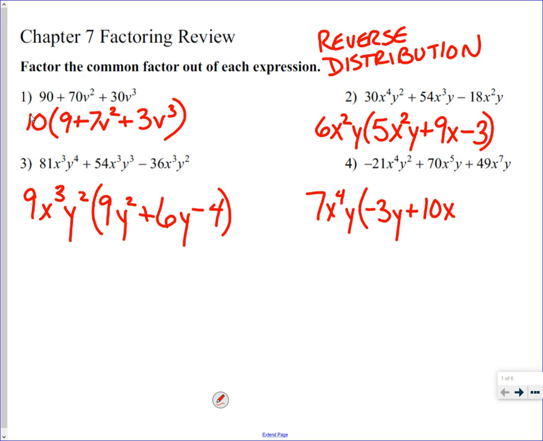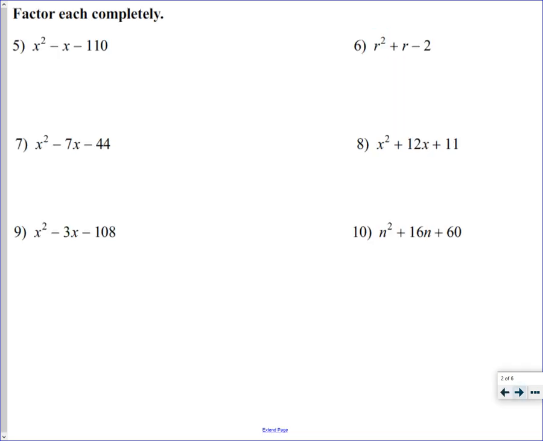There's 1 x left, and I took out the y. 49 divided by 7 is 7. X to the 7th, and I'm taking out 4 of those x's, so that'll be an x to the 3rd, and I took out the y. That's our GCF factoring.